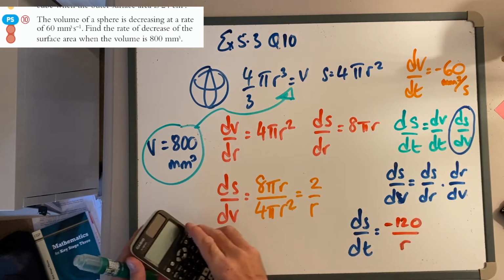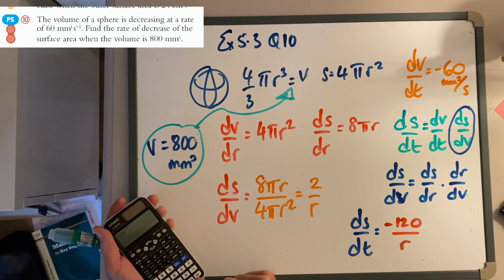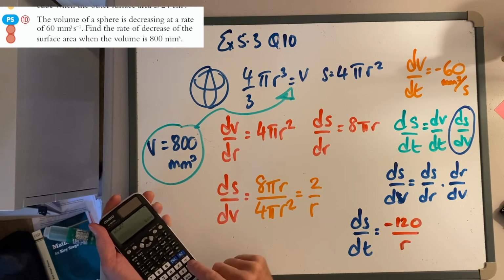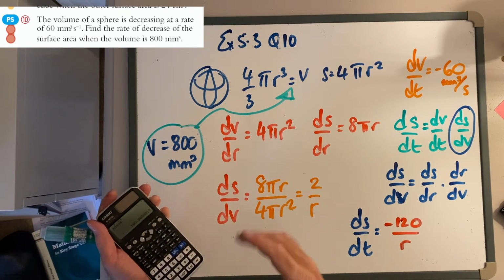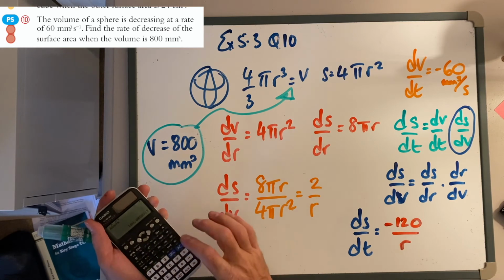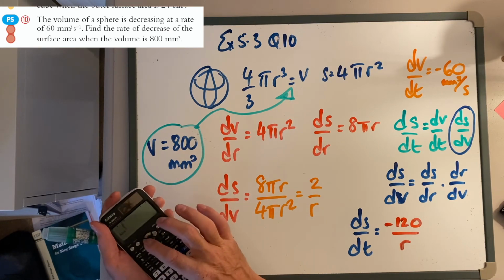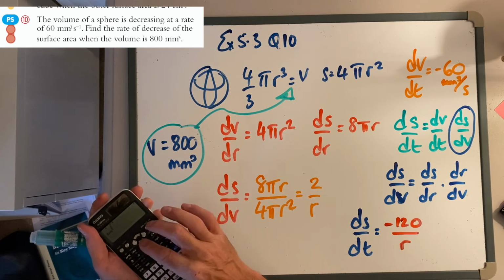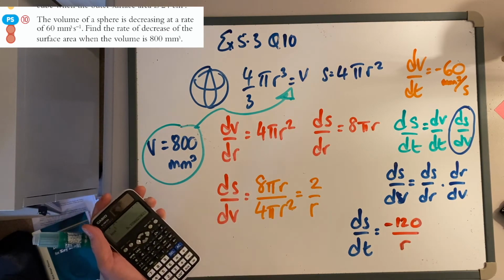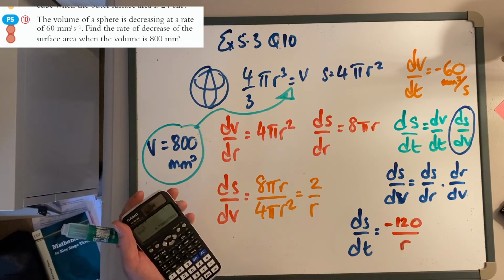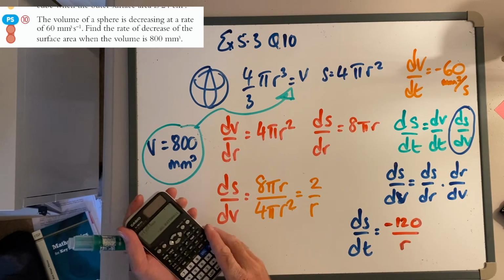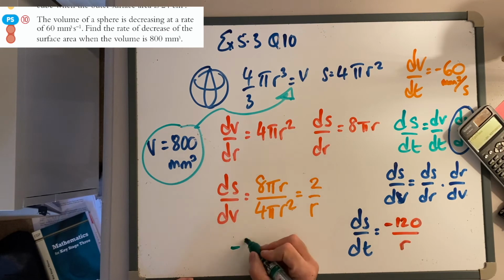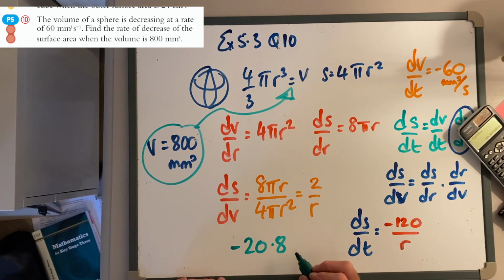So first of all, I want to times it by 3. So I get my 800, my lovely white calculator, times it by 3, divide by 4, divide by pi. I get 190.985, that's r cubed. So I want singular r, so I'm going to cube root that, to the power of a third. So I get a radius of 5.788. Now just be careful here, I don't want to lose that, so I'm going to do minus 120 divided by the answer, equals negative 20.8. And that is my answer, negative 20.8 millimeters squared per second.